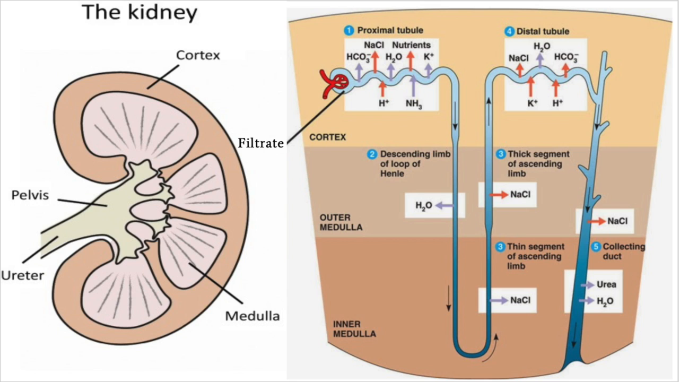Next, the filtrate enters the ascending loop of Henle, where reabsorption of sodium and chlorine into the interstitial fluid occurs. Following the ascending loop of Henle, the filtrate will enter the distal tubule, where there will be a selective secretion and absorption of the different ions in order to maintain blood pH and electrolyte balance. Finally, the filtrate will enter the collecting duct, where the final reabsorption of solutes and water will occur. Then, it will descend towards the renal pelvis and empty the formed urine into the ureter.